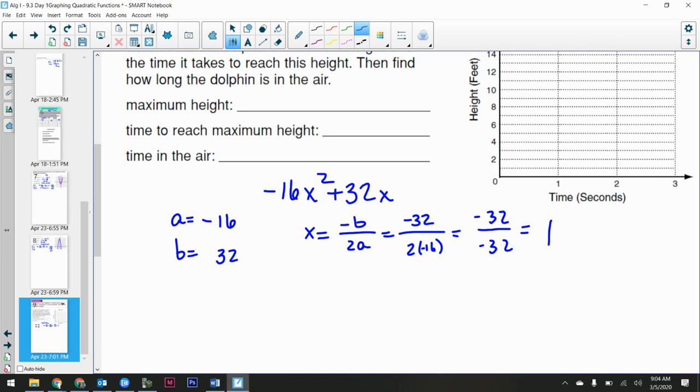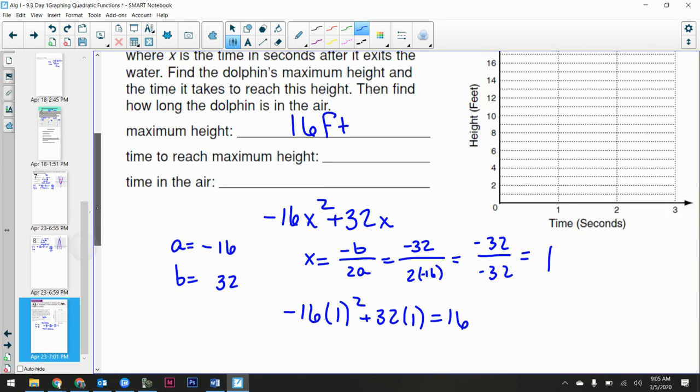Now, is that my answer? It goes 1 foot off the ground? No. What do I need to do with that 1? Plug it back in. So we say negative 16 times 1 squared plus 32 times 1, which gets us 16. Plug that in my calculator. Negative 16 plus 32 is 16. Okay. So what's the maximum height? 16 feet.